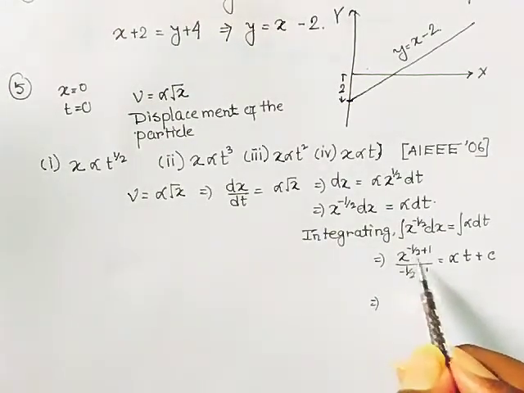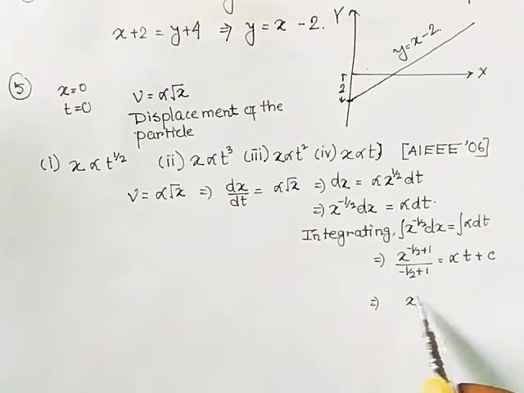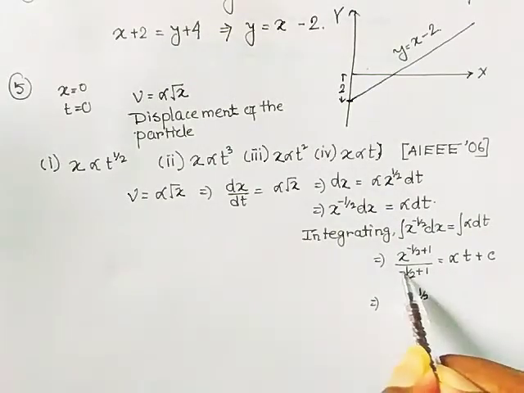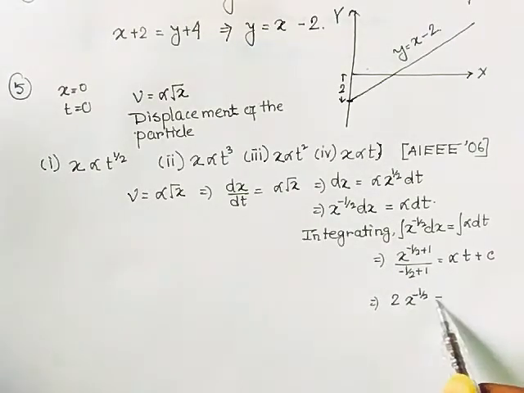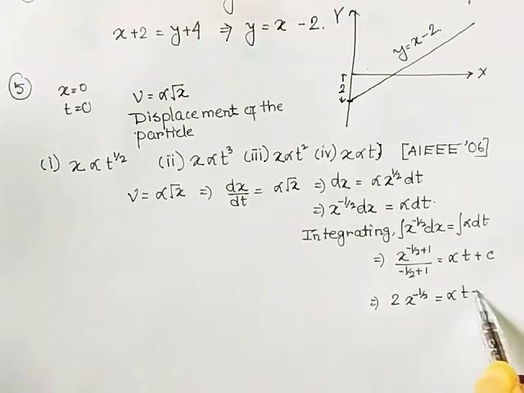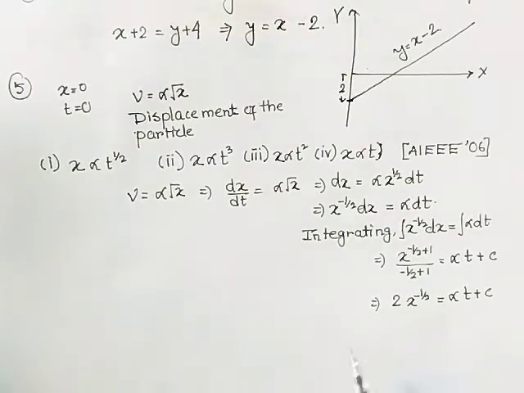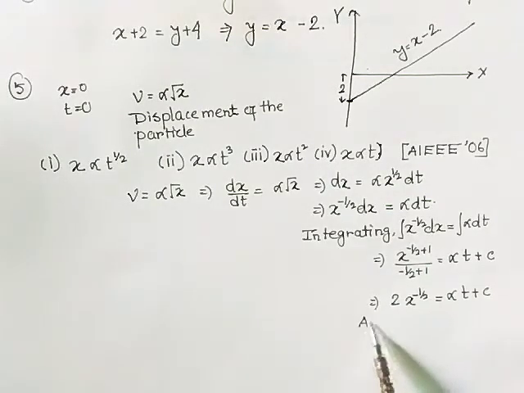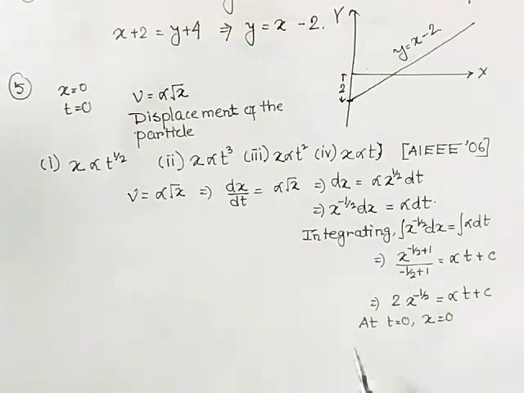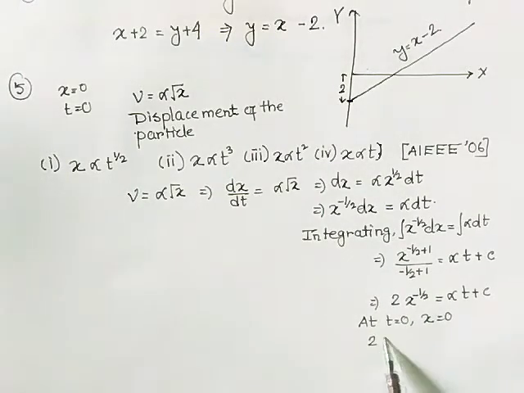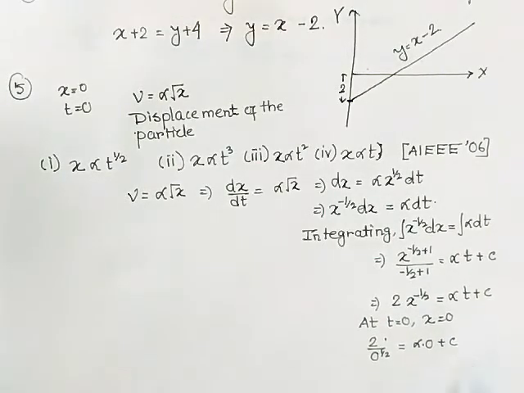So this will become x to the power minus half plus 1, minus half plus half is half, so it will become 2 root x, and this becomes alpha t plus c. Now the constant is determined at t equal to 0, x equal to 0. So if I put it here, it will be 2 into 0 to the power half equals alpha into 0 plus c.